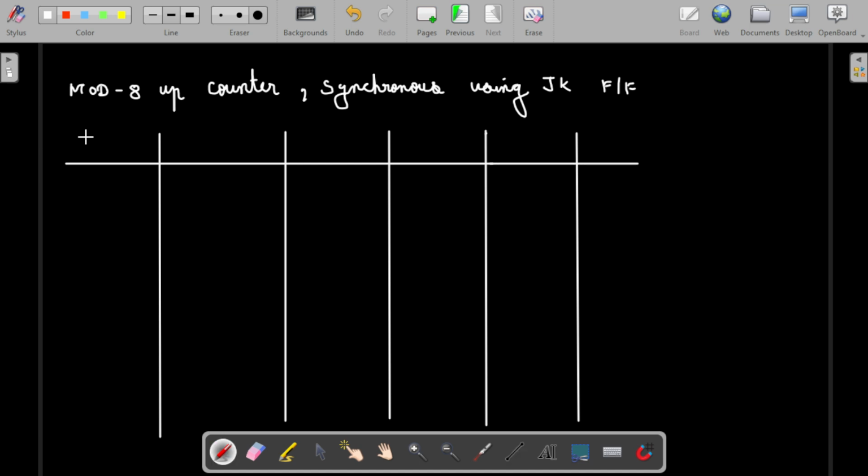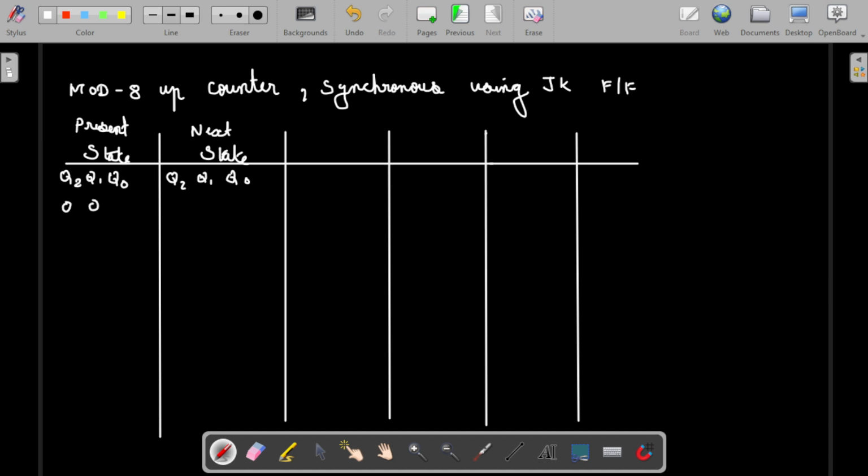So here this one is present state, the current state. So this is present state. This is next state. Here, if you see, there are three inputs we need, right? So let us first design this one. We are taking in this order Q2, Q1, Q0. So Q2, Q1, Q0. Okay.